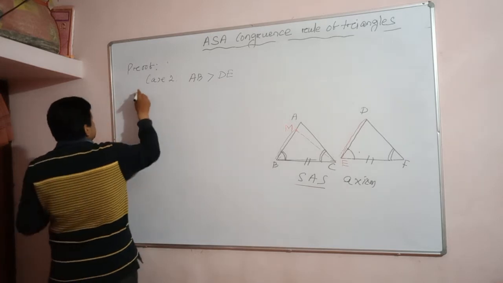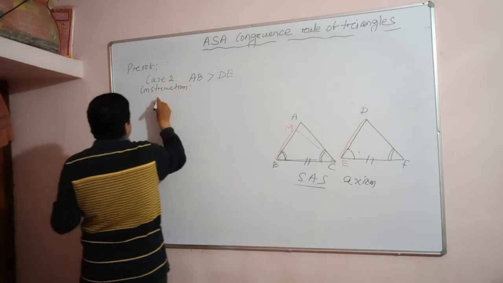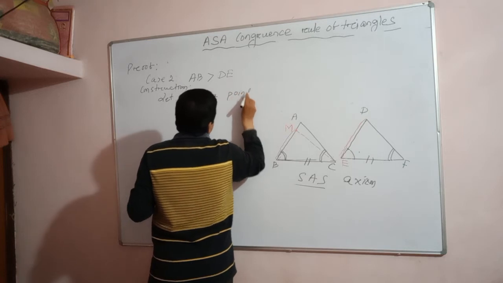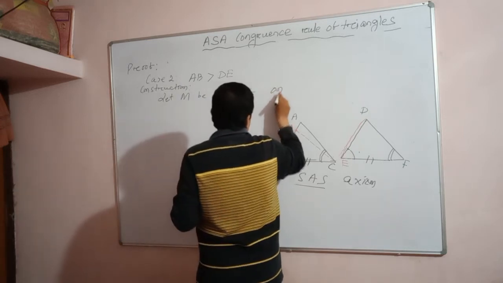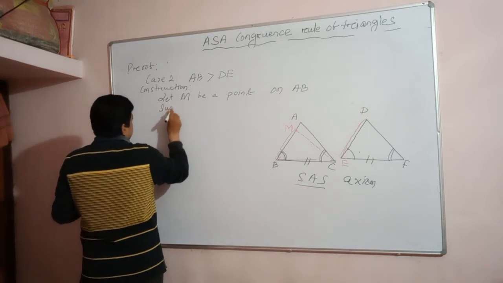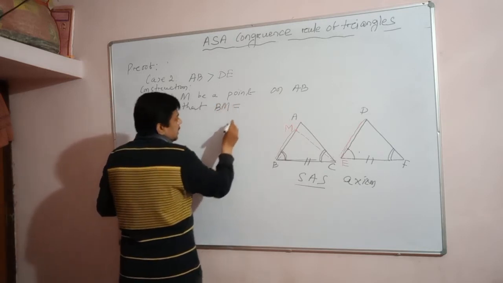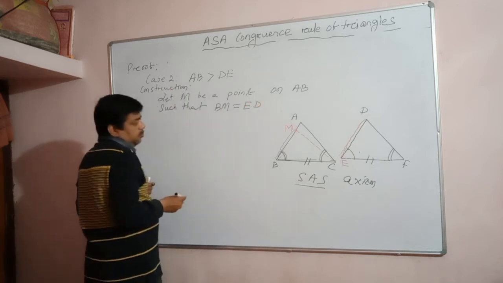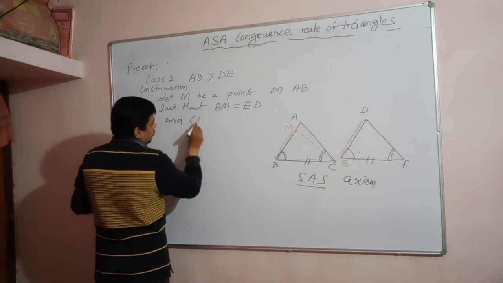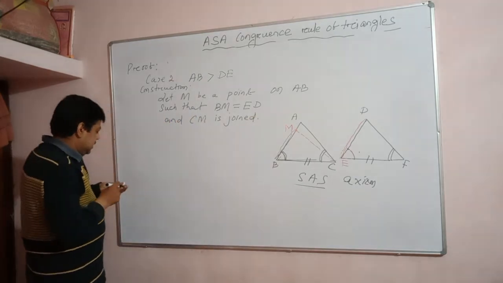So let us write the construction. Let M be a point on the side AB such that BM is equal to ED, and CM is joined. Okay. Now let us see.